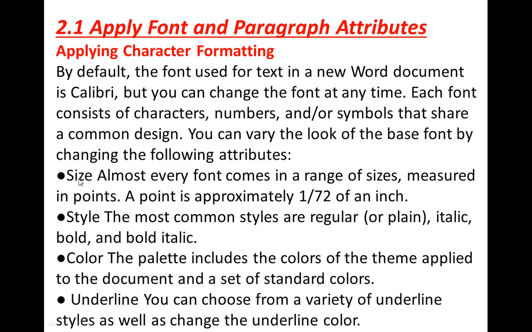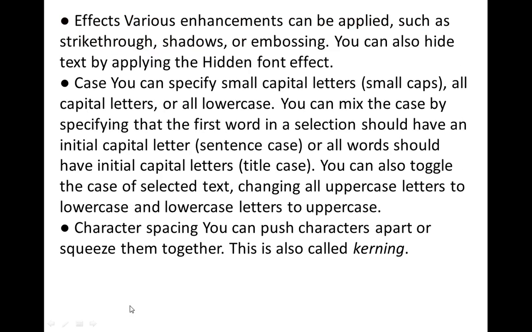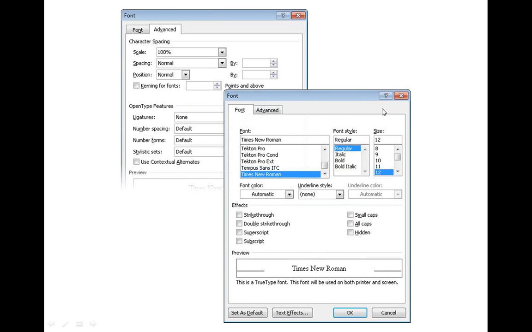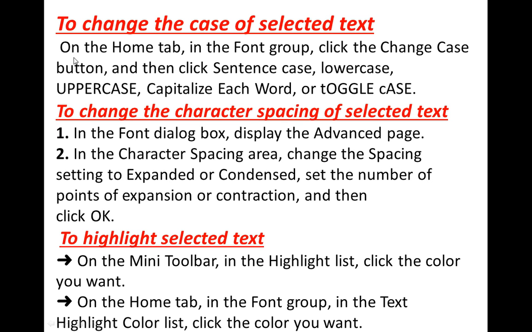Then we talked about the first topic, that is 2.1, apply font and paragraph attributes. In this we talked about size, style, color, underline, effects, case, that is lowercase, uppercase, sentence case, title case, and then character spacing. That term is known as kerning. Kerning is the process by which the gap between the characters is reduced and they look closer to each other. Then this is a font dialog box.